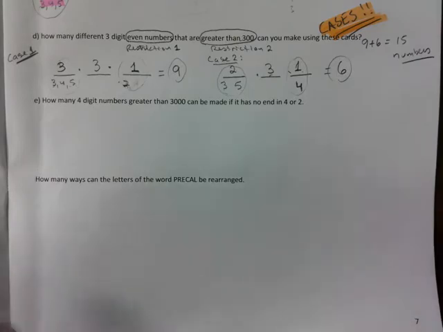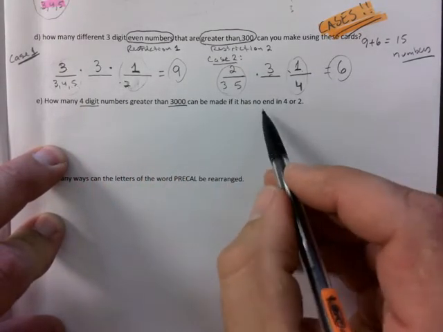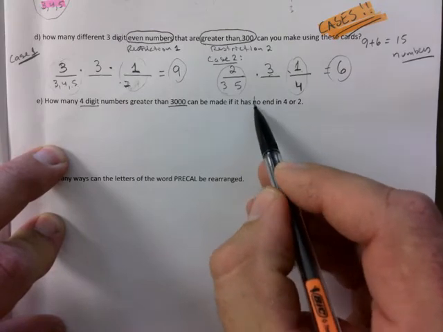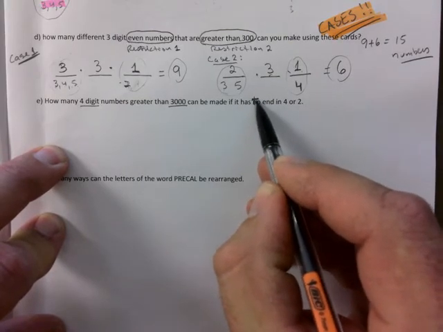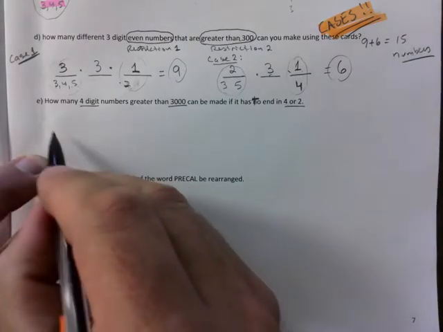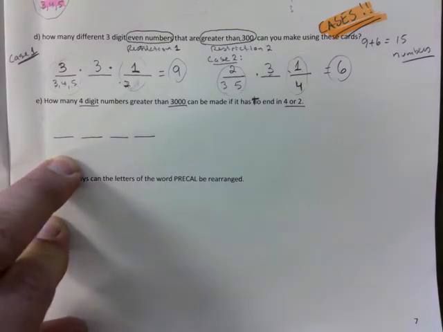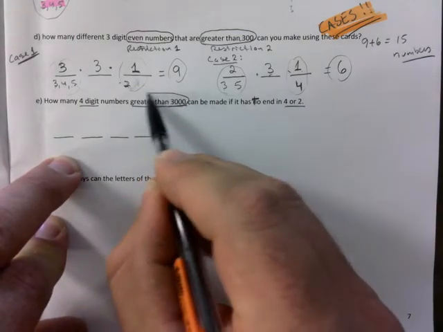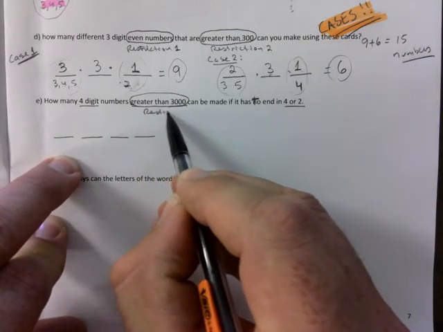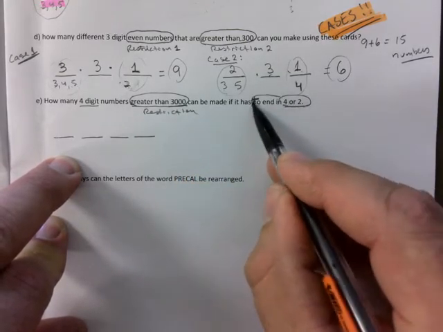How many 4-digit numbers greater than 3,000 can be made if it has, sorry, this is a typo, has no repeats and ends with a 4 or a 2? So we're going to go 1, 2, 3, 4. Set it up first of all. This is a restriction, and this is a restriction, right? It has to end.